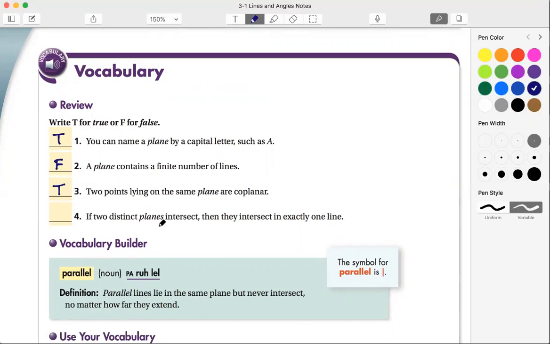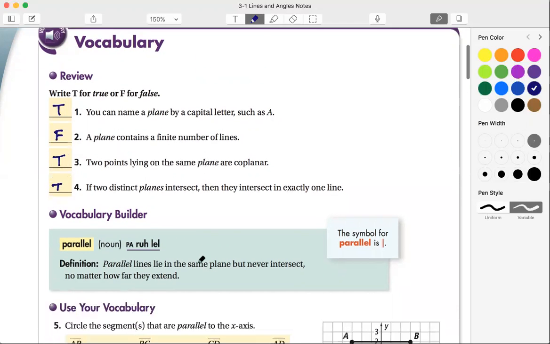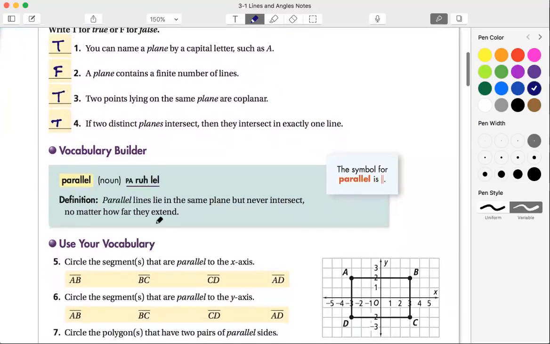Number 4, if two distinct planes intersect, then they intersect in exactly one line. That's true. That's the definition of the intersection of two planes. All right, so to add to our vocabulary for this section is parallel. So the definition, parallel lines lie in the same plane but never intersect, no matter how far they extend. We will use the symbol 2 vertical lines like this to represent parallel.